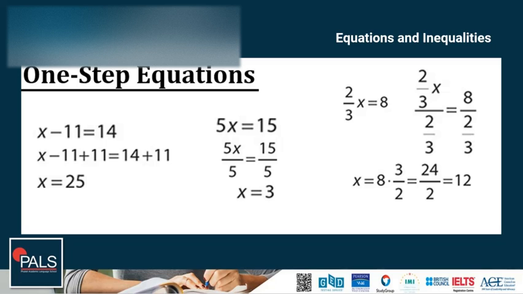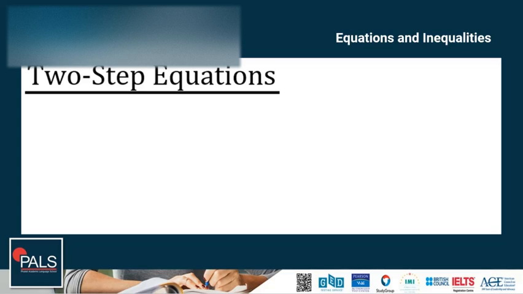Now let's proceed to two-step equations. As you might guess, in a two-step equation, two operations are being done to the variable that you must undo before you can find its value. At this stage, I want you to take note of the methods, but the order of the steps is important.